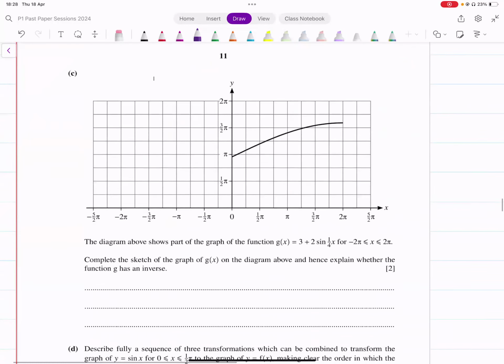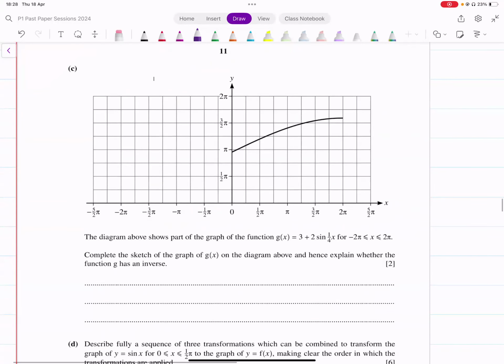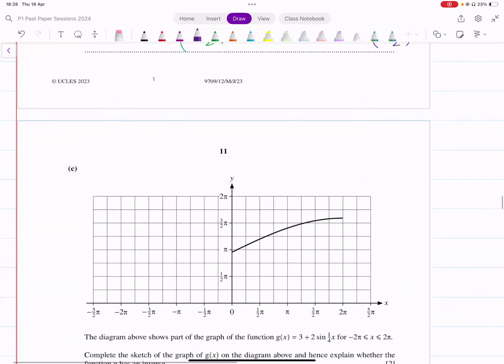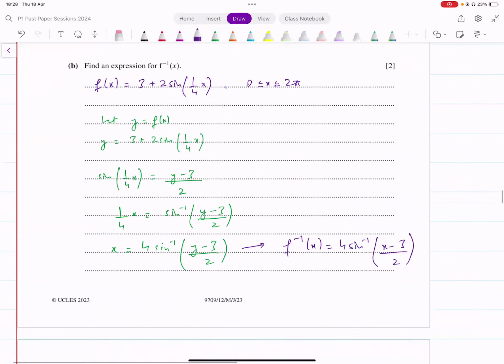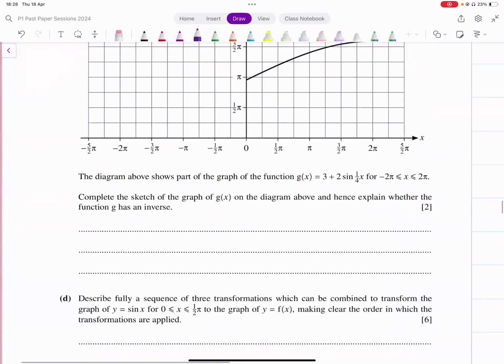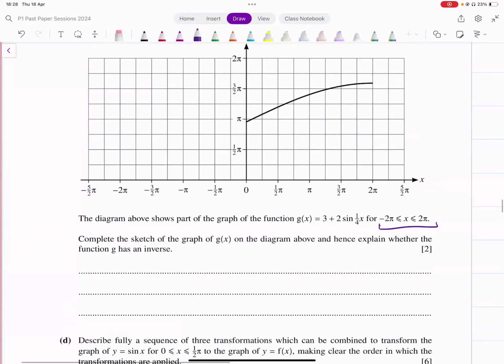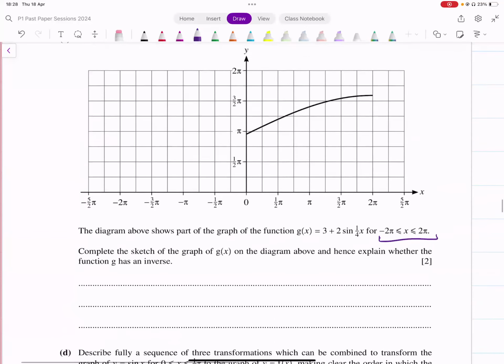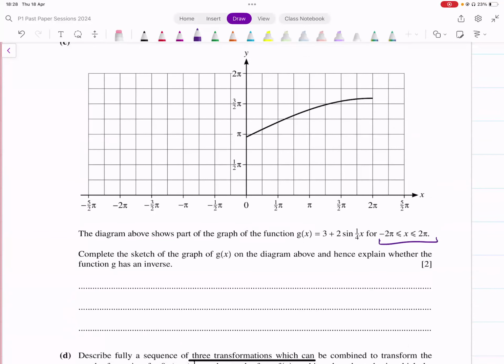Okay, good. Now it says the diagram shows part of the graph of the function g of x equals this. Now it's the same expression as before, the same expression as the function that we had above. However, now the domain is from minus 2 pi to 2 pi. Earlier it was only from 0 to 2 pi. Complete the sketch of the graph g of x in the diagram above and hence explain whether the function g has an inverse. Now, what is this graph going to look like on the left side?